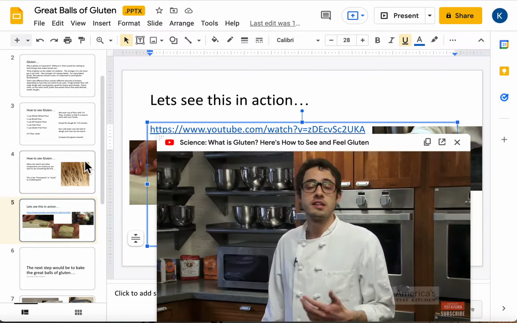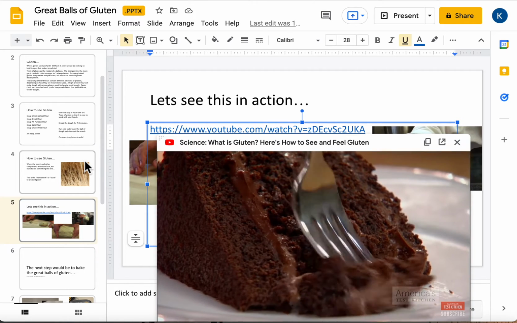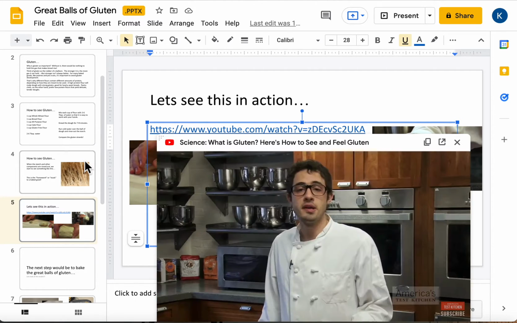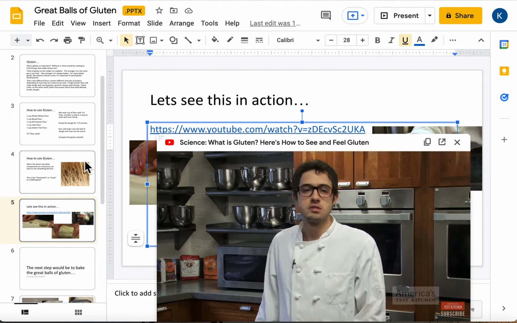We use wheat flour in countless recipes, from chewy loaves of rustic bread and pizza dough to tender cakes and some muffins. All of these baked goods rely on something called gluten. How does this work? First, let's start with a simple question.